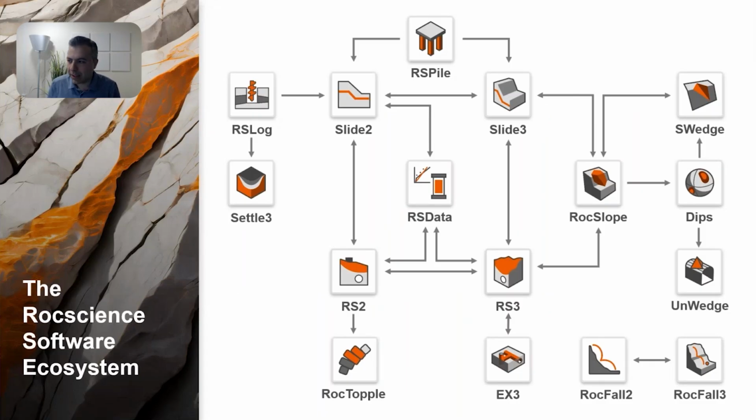Before I get to the presentation, I just wanted to show you, this is the ecosystem of Rock Science programs. As you can see, each program is integrated with different other programs. For example, Slide 2 and Slide 3 are integrated with each other, as you will see in this presentation. And also, they are integrated with other software packages as well, which makes it a unique feature to all of our programs. You can run the same model with different methods or use different software to provide inputs for other programs in the Rock Science ecosystem.